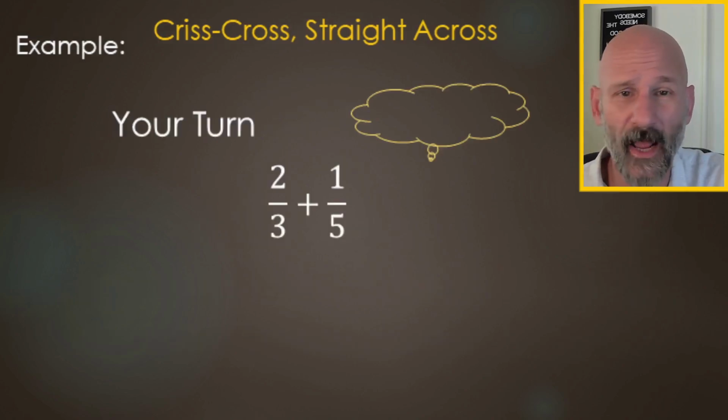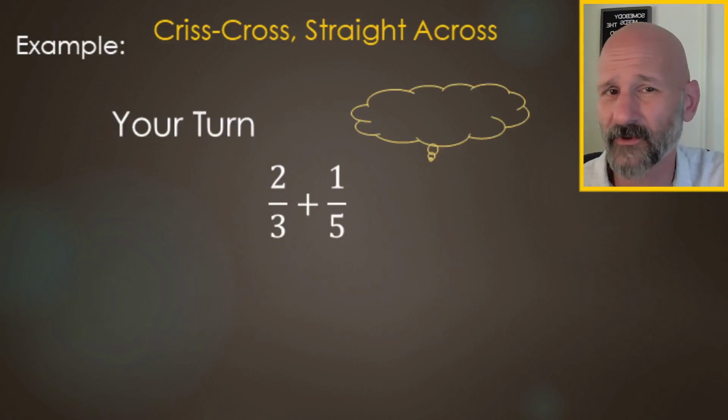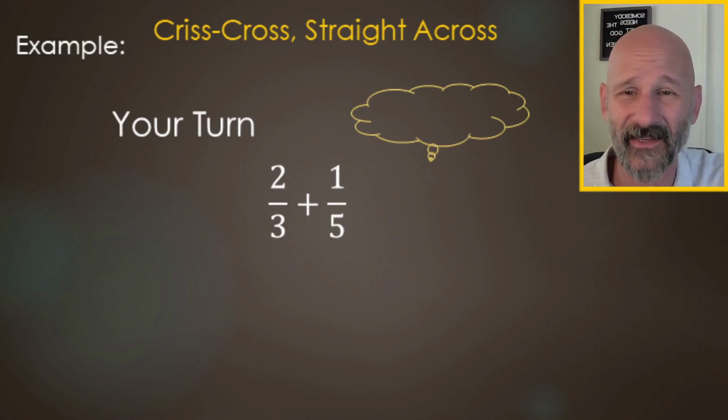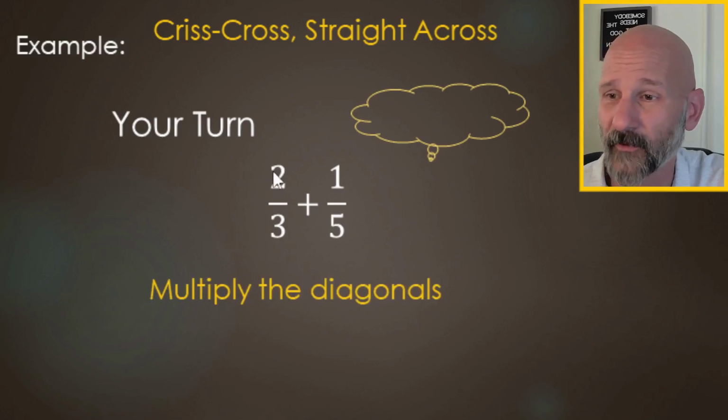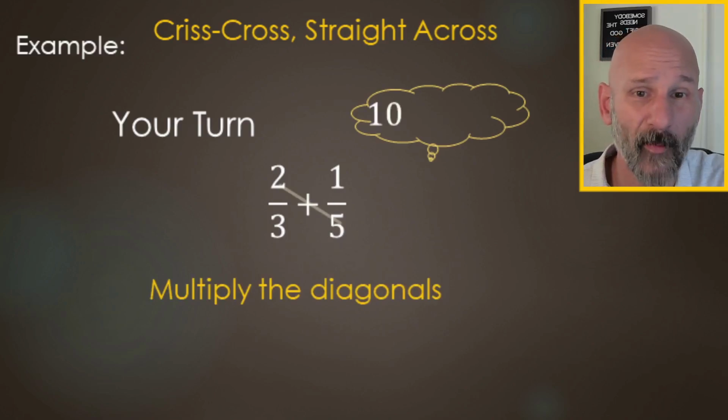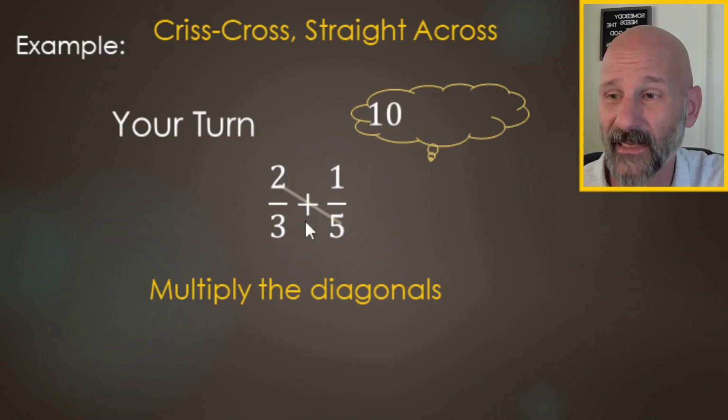So go ahead and try this one out on your own. Pause the video, write the answer somewhere on your page, then come on back and see how you did. So here we go, crisscross straight across. We're going to start with 2 times 5, that makes 10. Hold that number in our brains. 3 times 1 is 3.